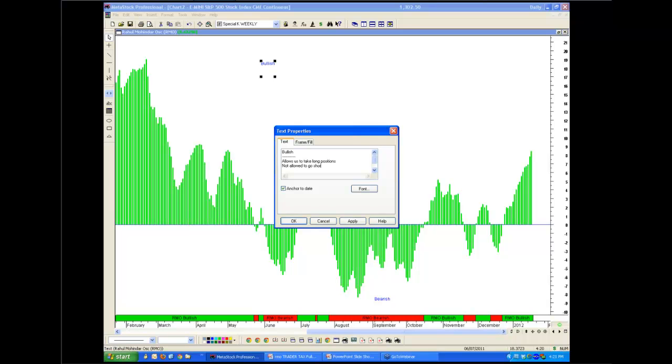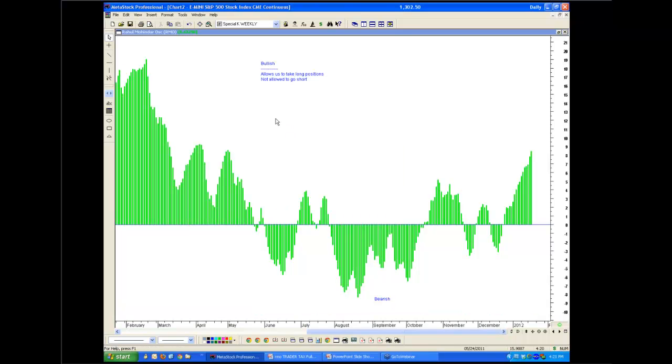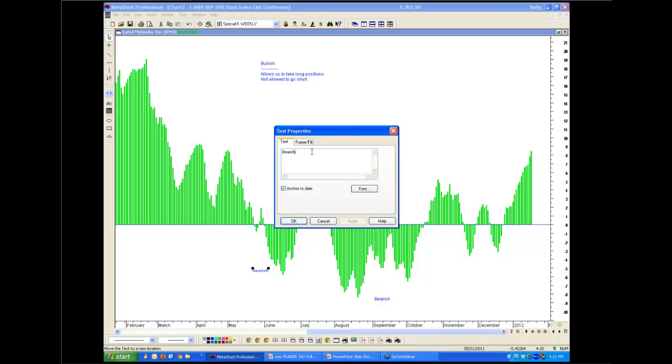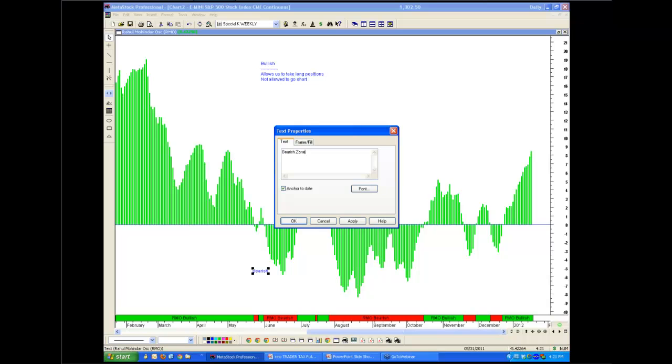Now, we would read it the opposite way. If we're down below 0 here, then we would say that currently we're in a bearish zone. Following the rules of this, we would be allowed to take short positions. It's just the exact opposite. Again, this isn't permission to go long or short. It's allowing us to take short positions.